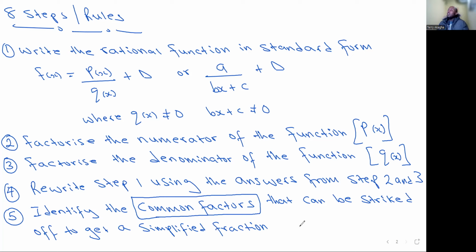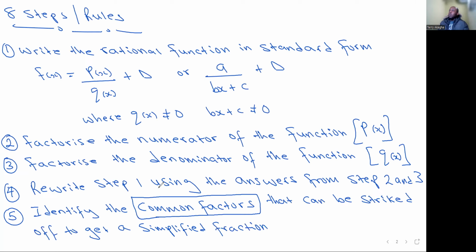Then when you've identified the common factors, step 6 is that you have to equate the common factors from step 4 to 0 to find x.